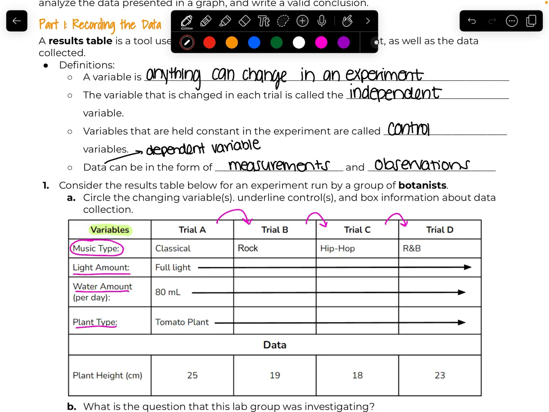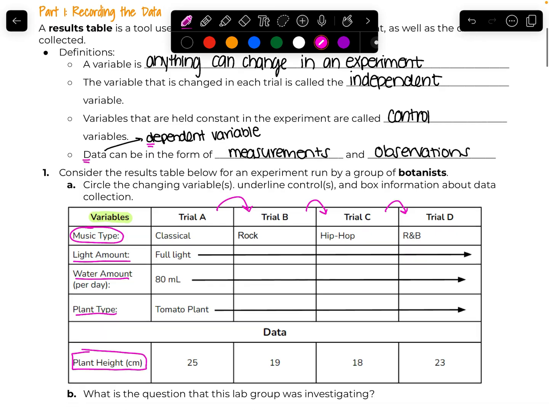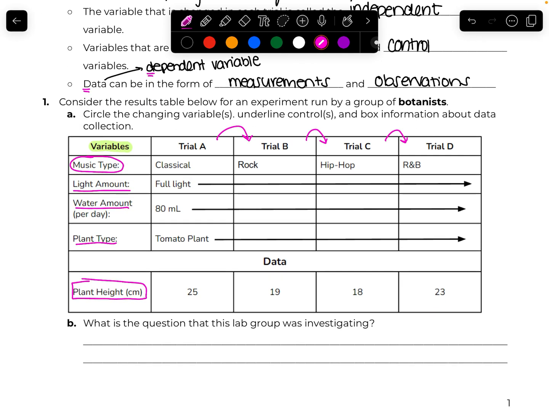So for this group here, the data they collected was the height of a plant, which means that this is their dependent variable. Hopefully you can keep these straight because data starts with a D, dependent variable starts with a D, so data, dependent variable. Okay, so let's consider this experiment that this group was running. What's the question do you think that this lab group was trying to investigate? I'll give you a second. Pause the video if you need to.